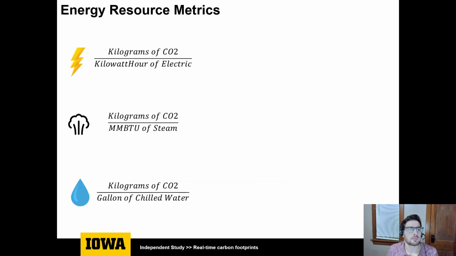Okay, so to express this more numerically, these are the metrics we're looking at. So our first one for electric is kilograms of CO2 per kilowatt hour of electric.